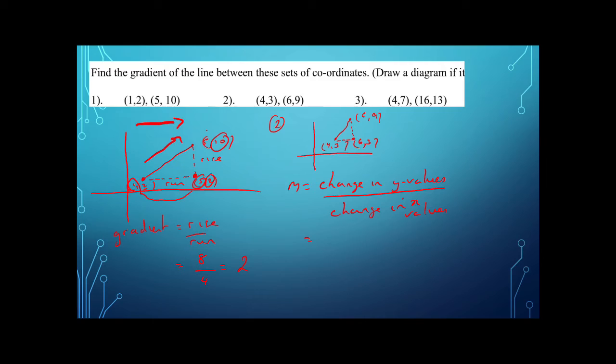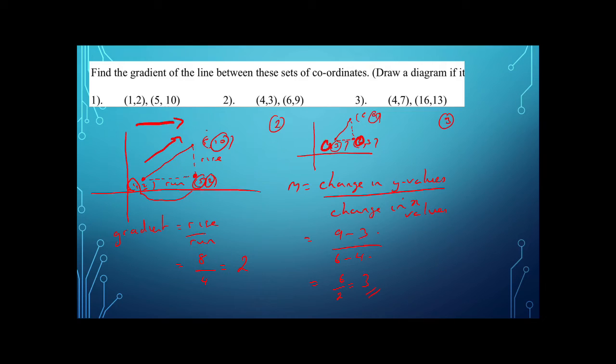Okay, so what is the change in the y values? Well, the change in the y values is that it goes from 9 to 3. So I'm going to write that down as 9 minus 3, the difference between those y values, the change in the y values. And the change in the x values goes from 6 to 4, 6 minus 4. So 9 minus 3 is 6, 6 minus 4 is 2, and that gives us a gradient of 3.